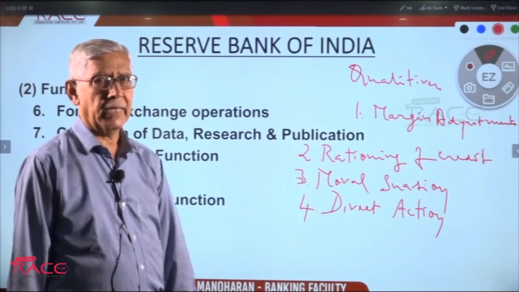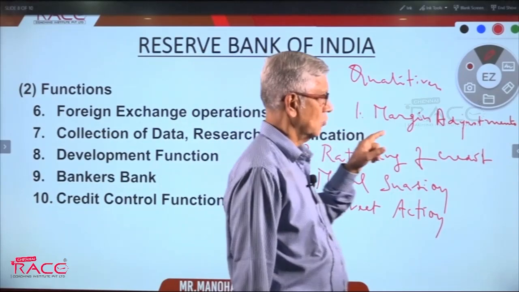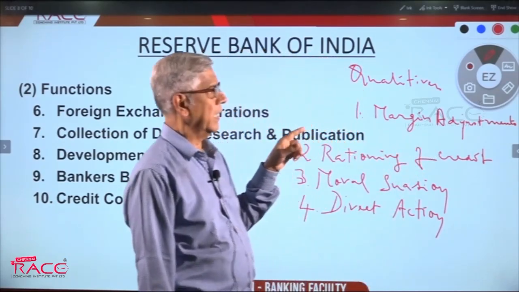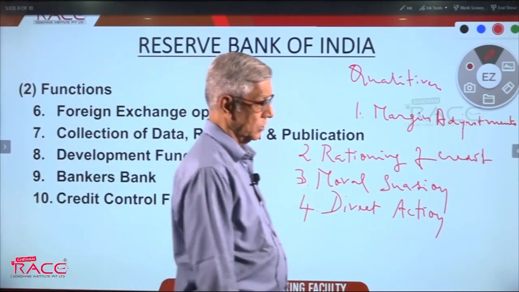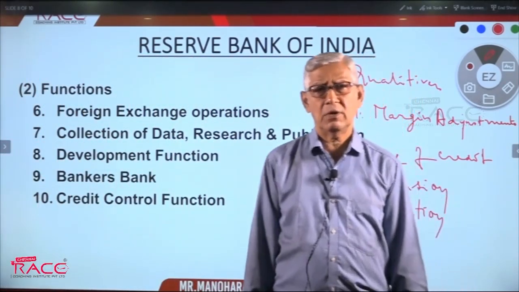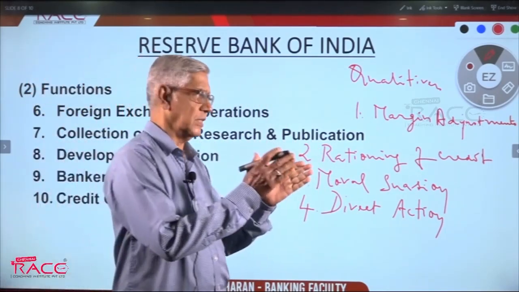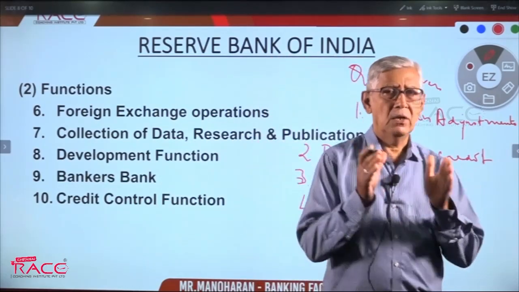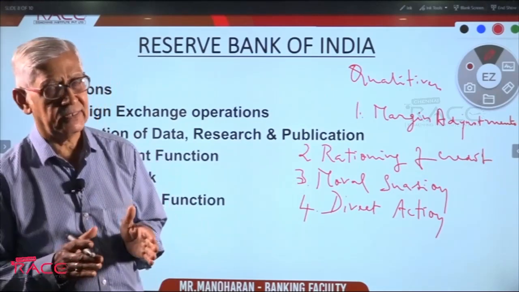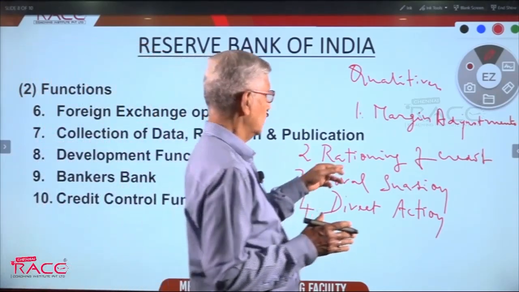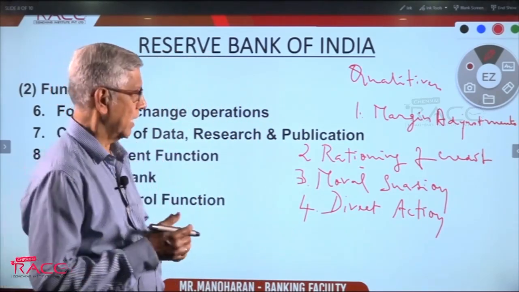RBI stipulates that so much of margin should be maintained for such accounts. So by adjusting the margin, money supply is controlled. Then rationing of credit. There are different sectors of the economy, and RBI stipulates for agriculture so much of percentage loan should be given. For education, so much of percentage of loans should be given. For small scale industry, so much of percentage of loans are given. So by rationing of credit, RBI controls the money supply.